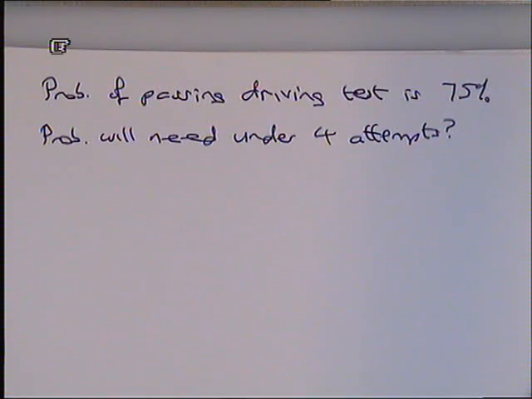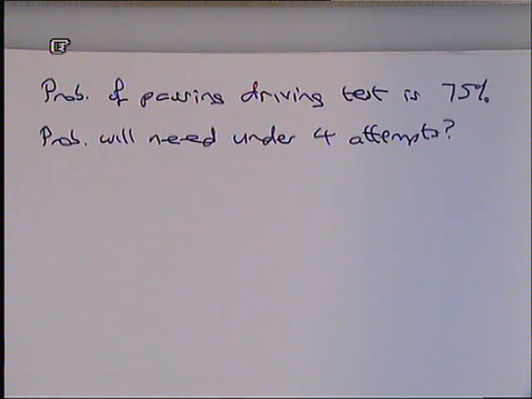We have here another geometric probability question. The probability of passing a driving test for a particular person is 75%. We're going to assume that's constant and it doesn't change. They don't get any better, they don't get any worse. And we're asked to find the probability that the person will need under 4 attempts to pass the test.